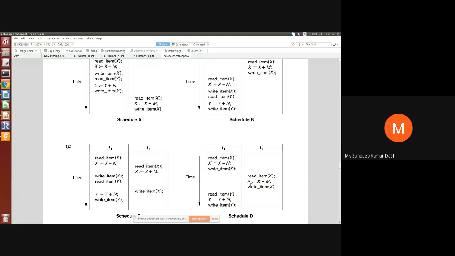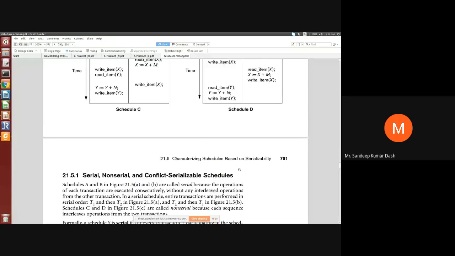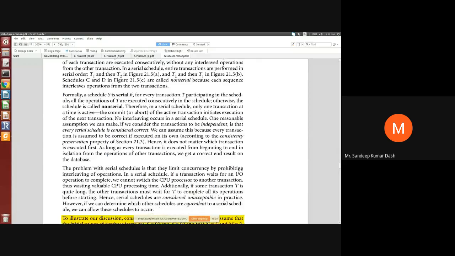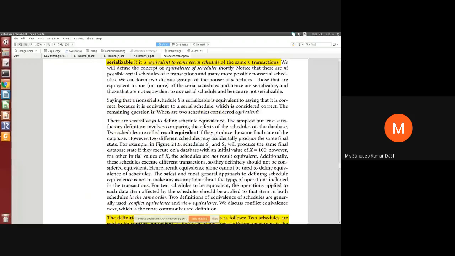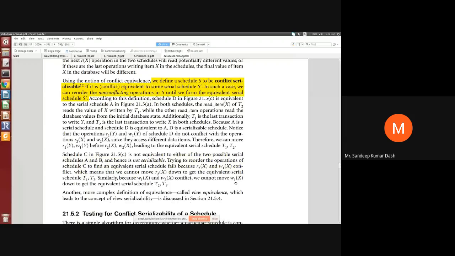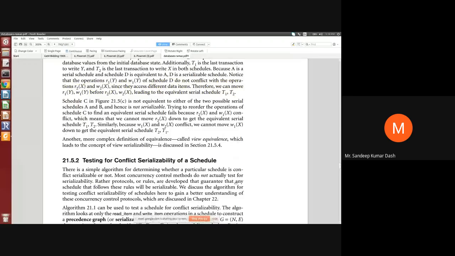Fine. Now you know how these conflicting instructions or conflicting operations help in finding whether a schedule is serializable or not. Any doubt in this? No doubt.